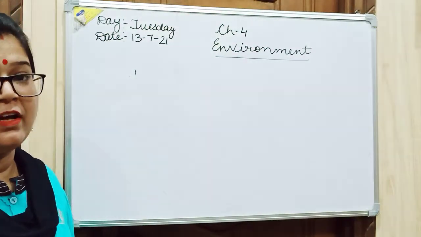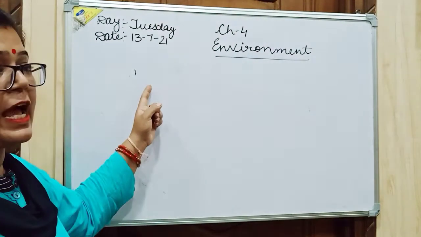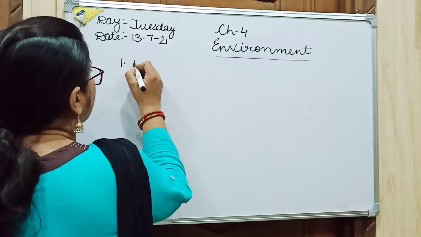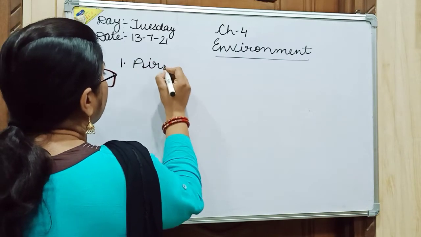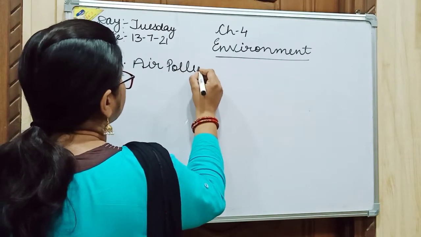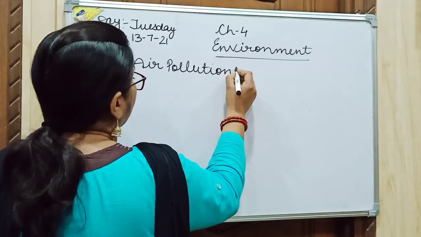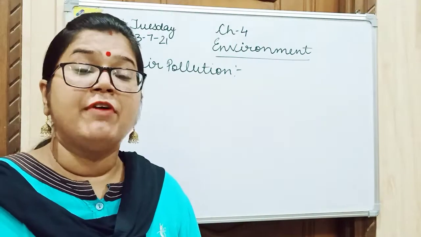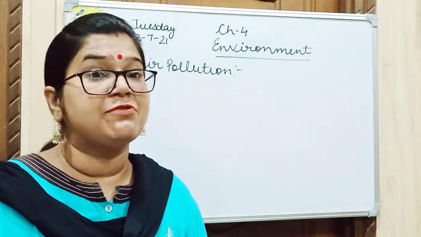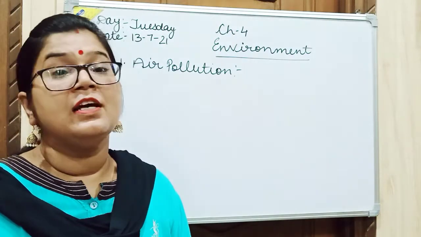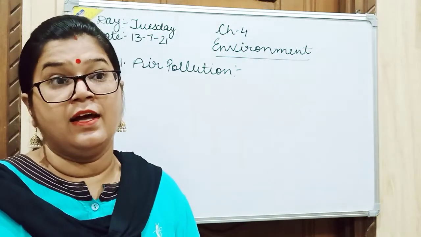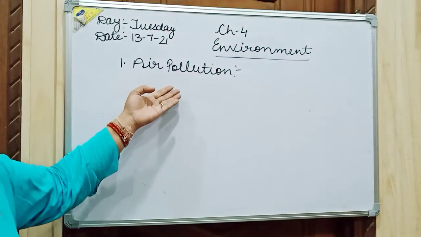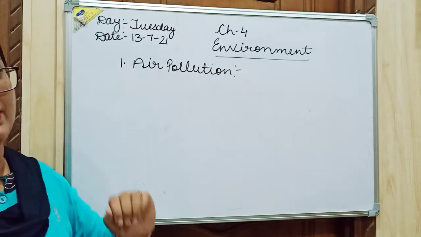Now we will learn the first type of pollution. The first type of pollution is air pollution. Dear students, air pollution is caused when harmful gases mix with air. For example, smoke from vehicles and smoke from factories. This causes air pollution.